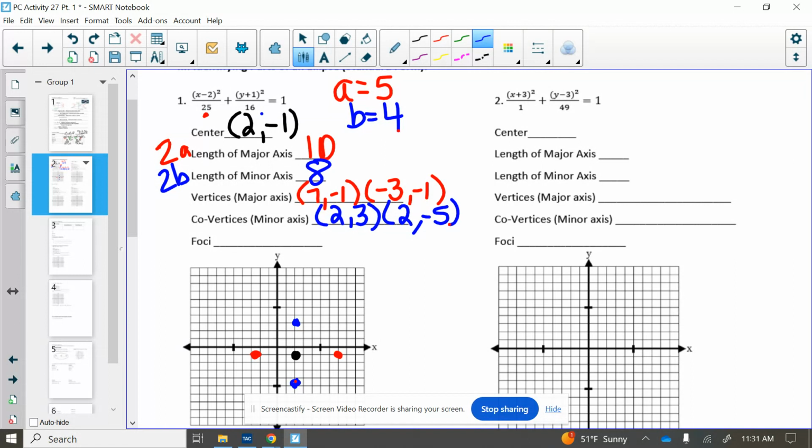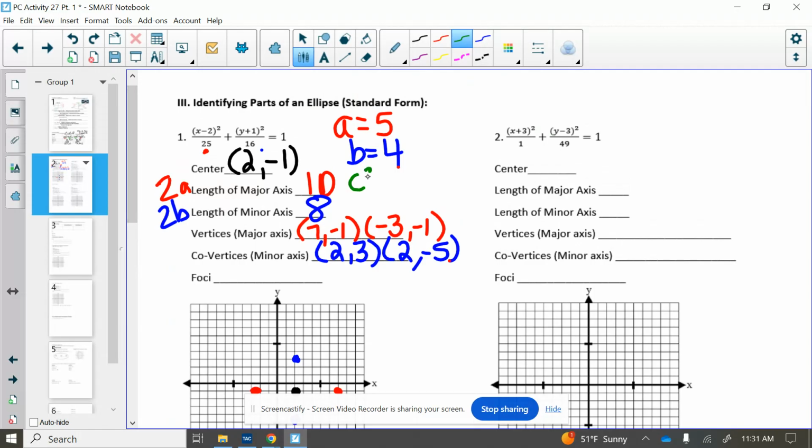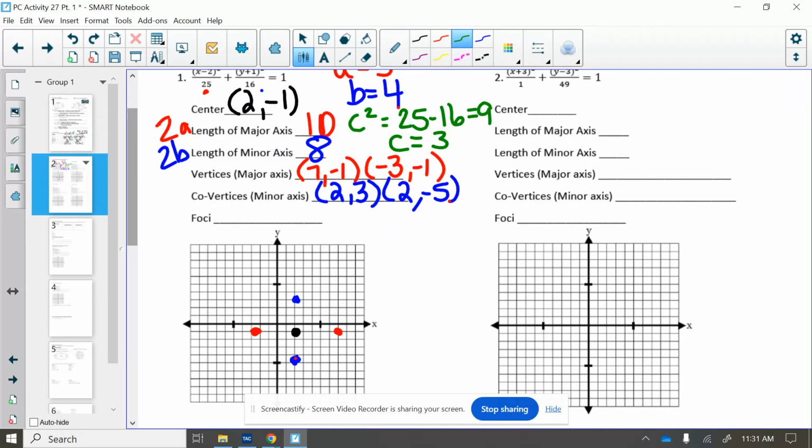Now parameter C is going to be found by taking our a squared value, c squared will be, and then subtracting away the b squared value. So c squared is 9, that means c would just be 3. So this time it's going to occur on our major axis. It's always going to be the same axis as our vertices, and that would make us move to the left and right 3 units. So we would end up at -1, -1, and our other point would be at 5, -1.